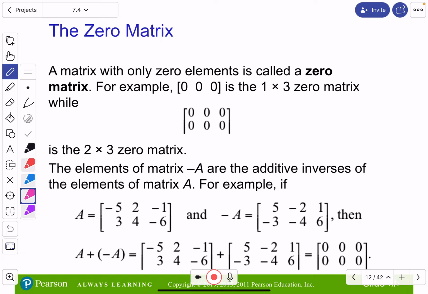The zero matrix is a matrix where everything is 0. What happens is, to get it, the additive inverse. So if you have a matrix A that is this, negative A is just the opposite of everything. And if you add them together, you get the zero matrix. Just so you're aware it exists.